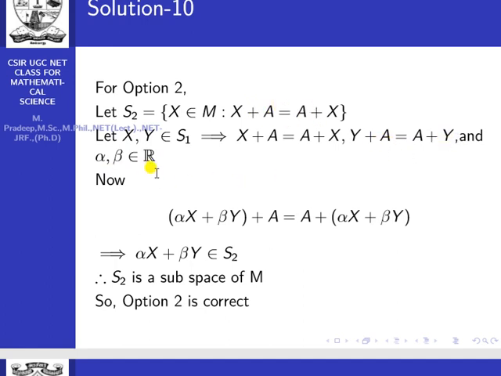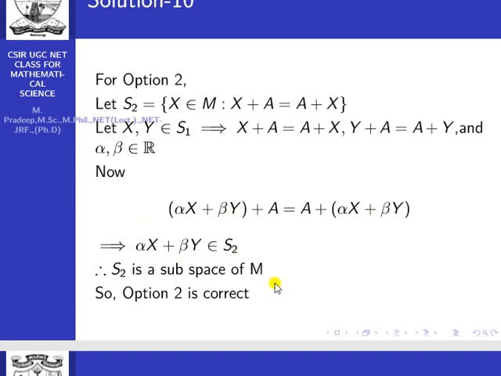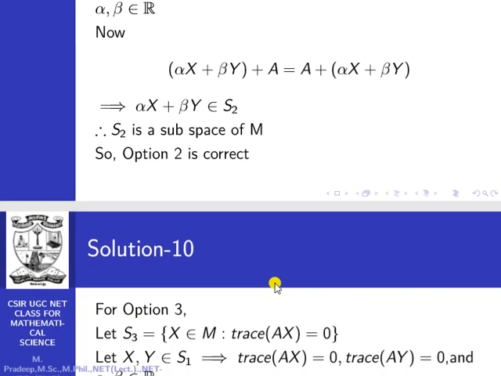Alpha, beta belongs to R. நாம் என்ன ப்ரூவ் பண்ணோம்? Alpha x plus beta y plus A equal to A plus something ப்ரூவ் பண்ணோம். Obviously true, ஏன்னா 2 plus 3, 3 plus 2 both are same. So alpha x plus beta y plus A equal to A plus alpha x plus beta y. So satisfy பண்ணா alpha x plus beta y belongs to S2. அப்பனா S2 is a subspace of M.